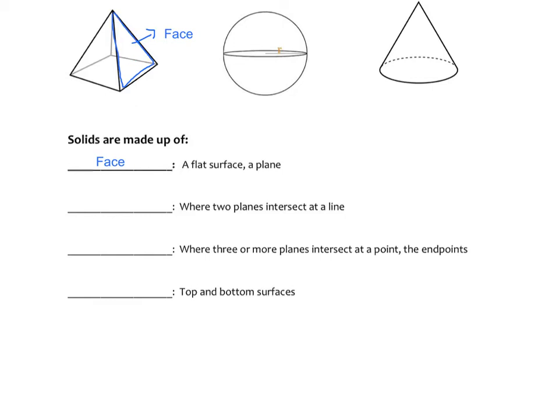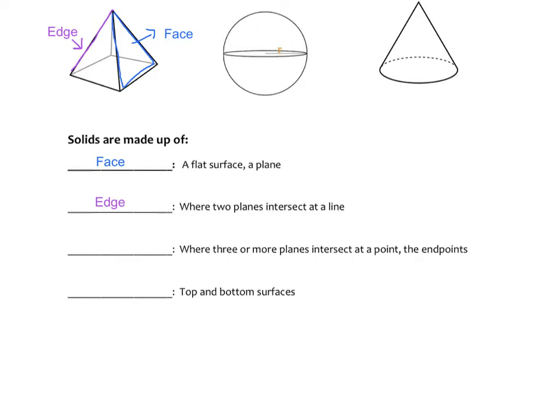Our next part of a solid is called an edge. An edge is where 2 planes intersect at a same line. A plane is also known as a face. Let's refer back to our square pyramid. Your edge would be right here. The edge is where the 2 faces meet. So this face and this face meet at that edge.